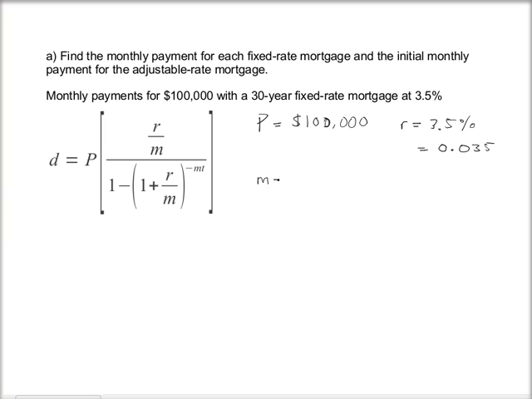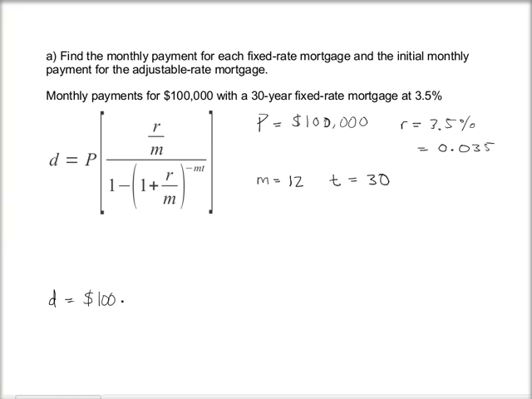M is the compounding period, and for a mortgage with a monthly payment, the compounding period is going to be 1 month, so we're going to have 12 compounding periods per year, so M is equal to 12. T is the length of the loan in years, and this is a 30-year mortgage, so T is going to be equal to 30.